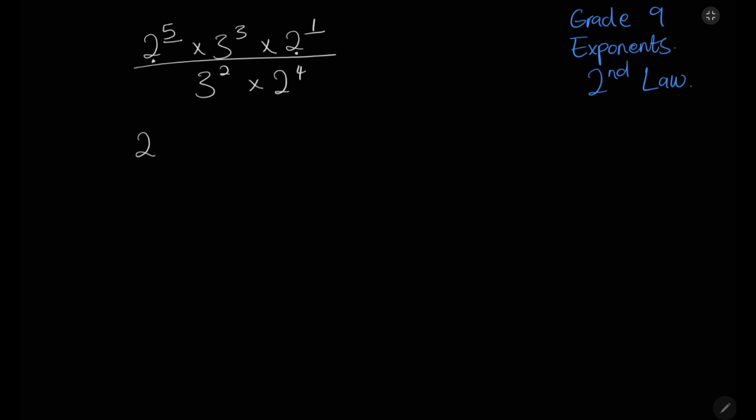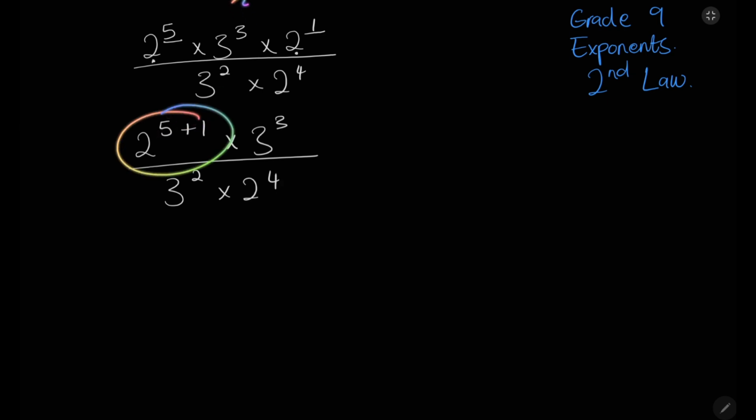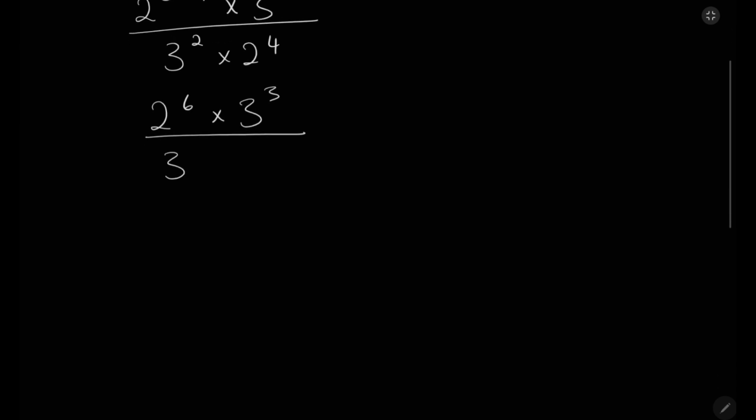You know this because you watched the grade 8 videos. So this is 5 plus 1 times 3 cubed all over. In our denominator, we have 3 squared times 2 to the power 4. We have 3 and 2. We don't have the same base, so we can write this as 3 squared times 2 to the power 4. Let's simplify this part. We'll have 2, 5 plus 1 is 6, times 3 cubed all over. We have 3 squared times 2 to the power 4.